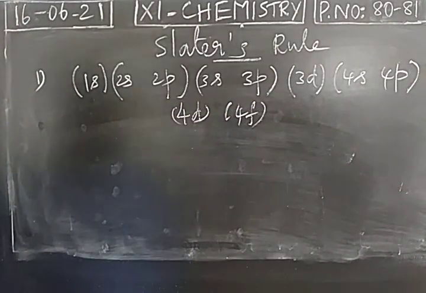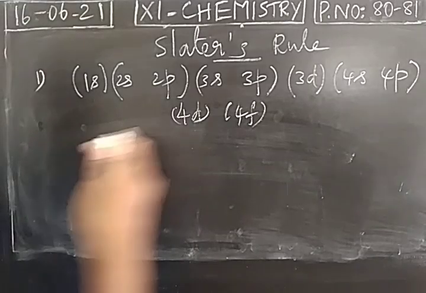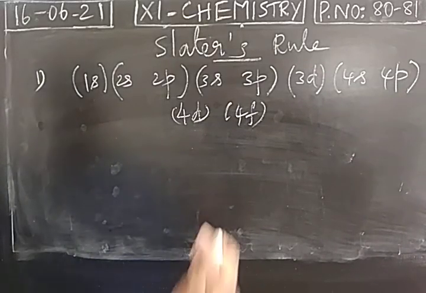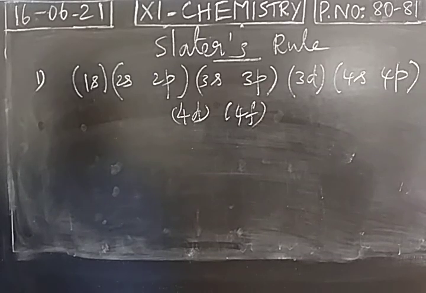The first step in finding the screening constant is to write the electronic configuration of the element, then group the orbitals in this manner. S and p orbitals should be placed together in the group. D orbital and f orbital should be placed separately in a group.